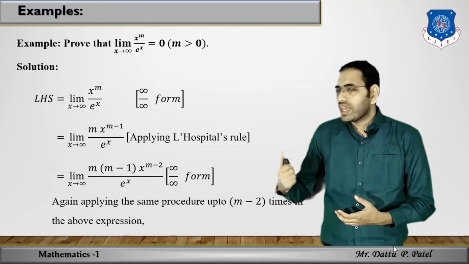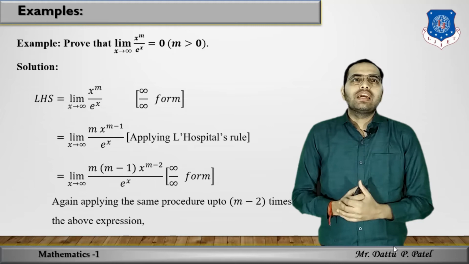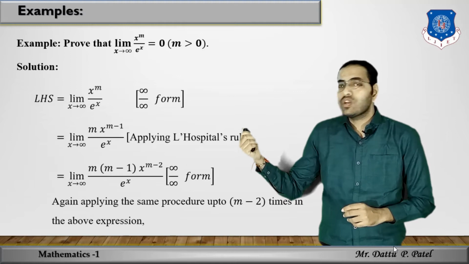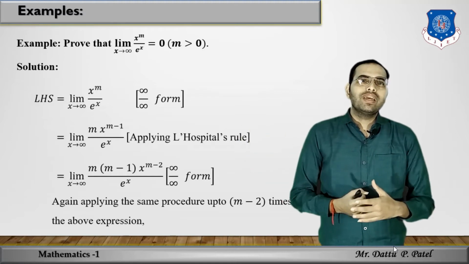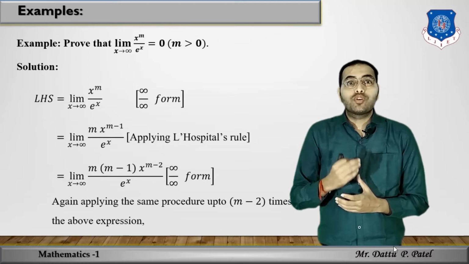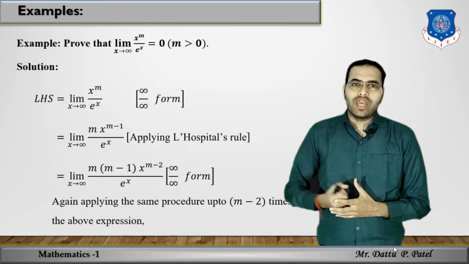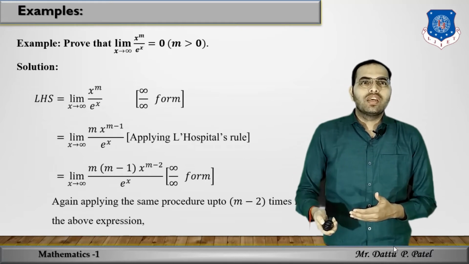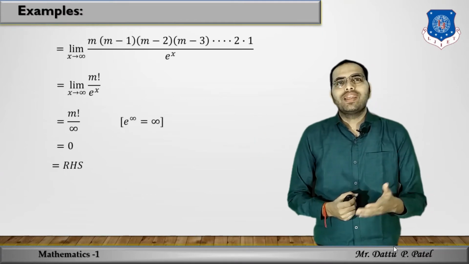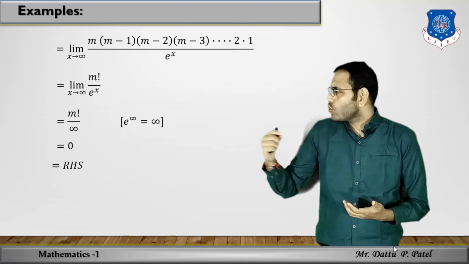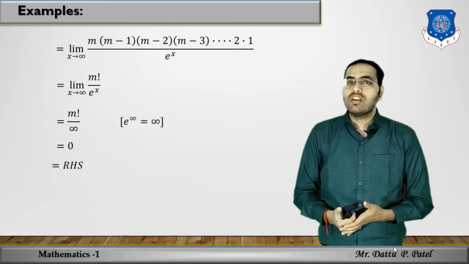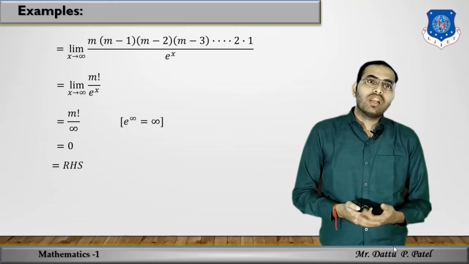Again we check, that is the infinite by infinite form, so again apply the L'Hopital rule. Then similarly m into m minus 1 x raised to m minus 2 upon e raised to x. Again it is the infinite by infinite form, up to m minus 2 times. Then the above expression we can write as limit x tends to infinite, m into m minus 1 into m minus 2 into m minus 3 and so on, into 3 into 2 into 1, divided by e raised to x. In general form, the numerator we can write as m factorial upon e raised to x.